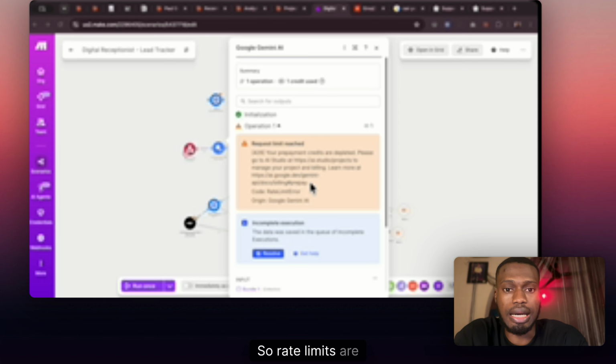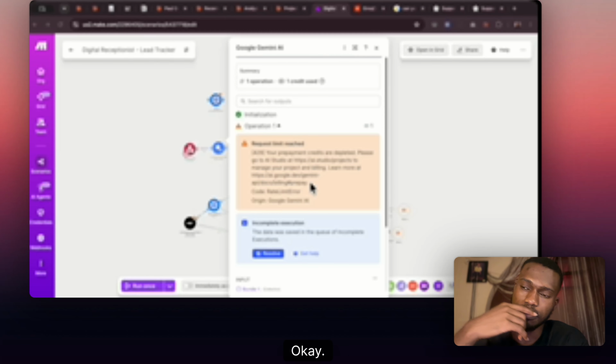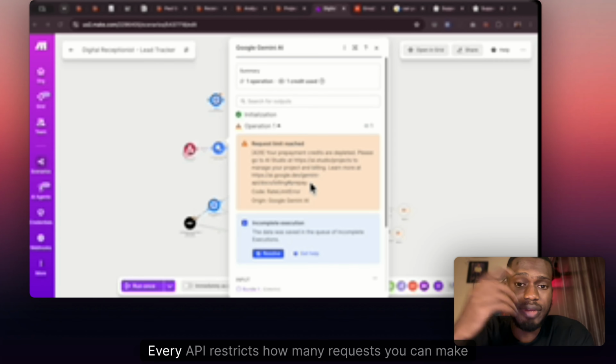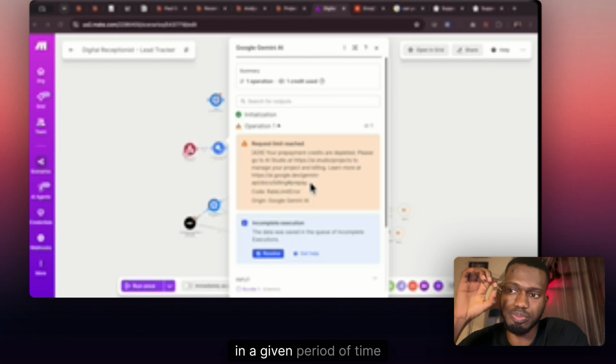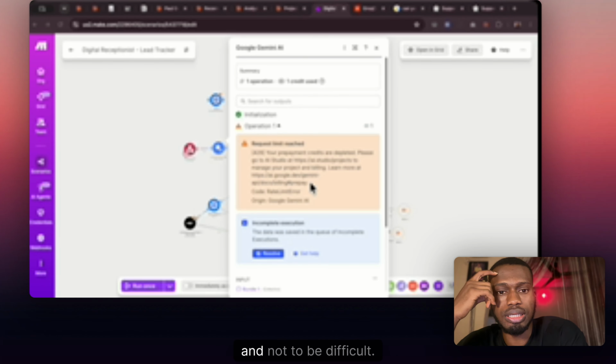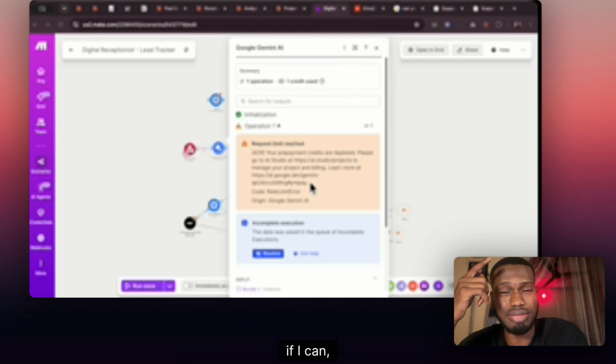So rate limits are in every API. Every API restricts how many requests you can make in a given period of time, and not to be difficult, this happens for a couple of reasons. I can think of mainly three reasons.